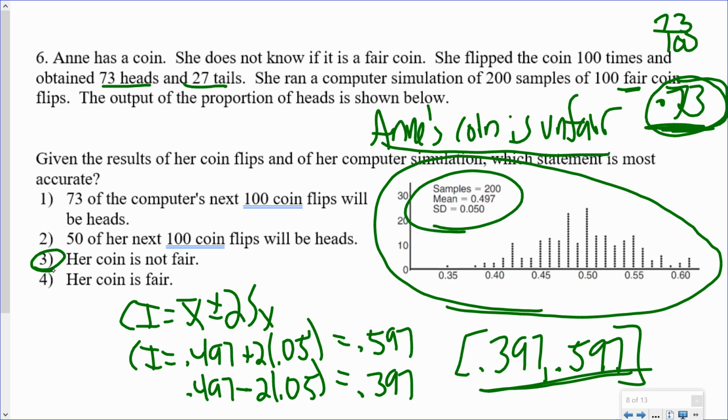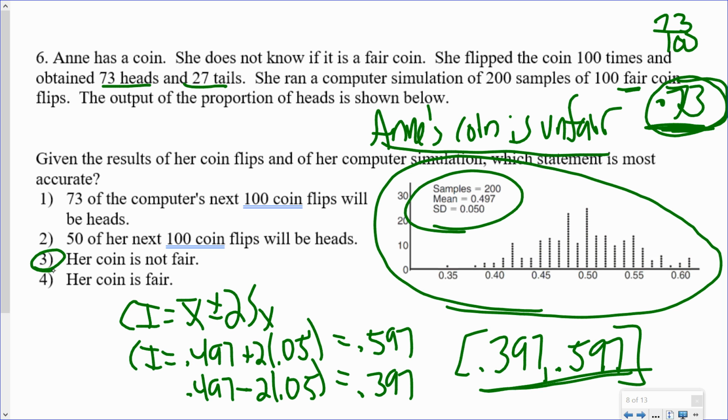Let's just go through the other choices and look at them. 73 of the computer's next 100 coin flips will be heads. No. Just because I got 73 out of 100 doesn't mean if I do the simulation again, I'm going to get 73 again. It just means that's what I got my first time.